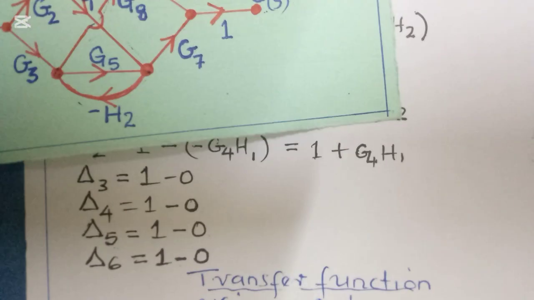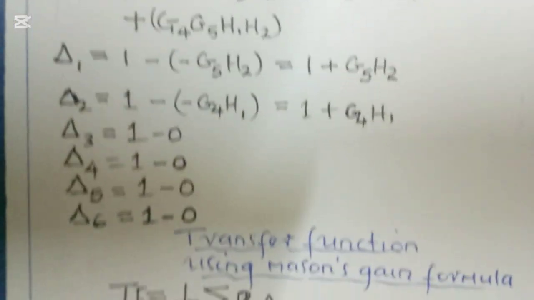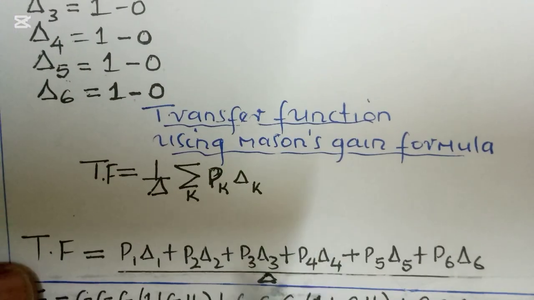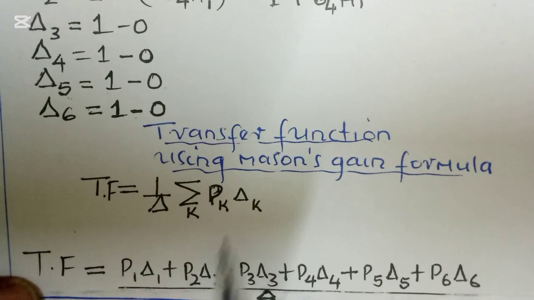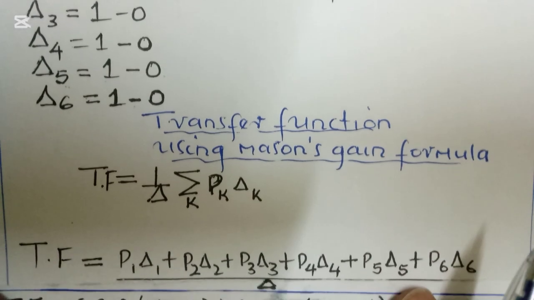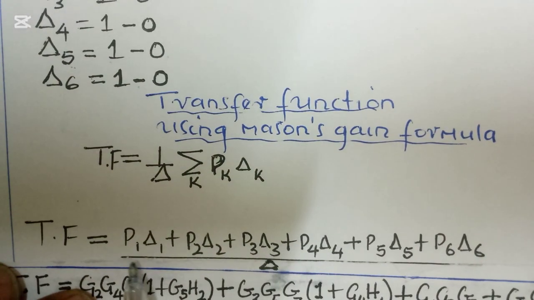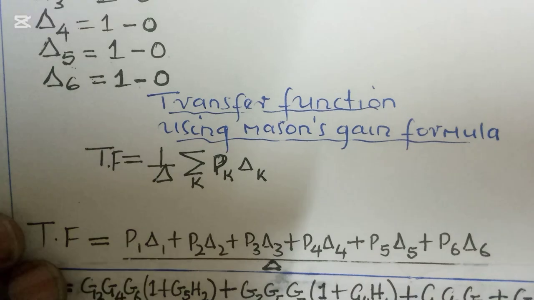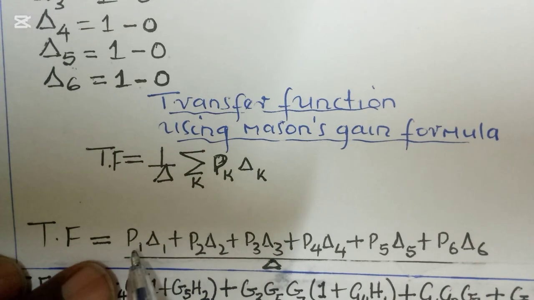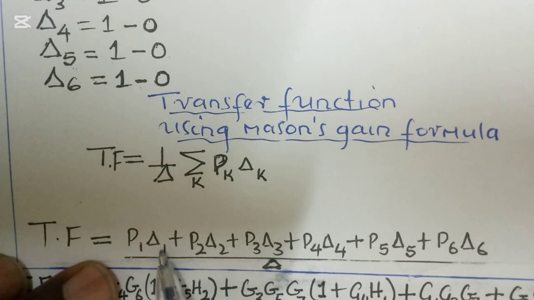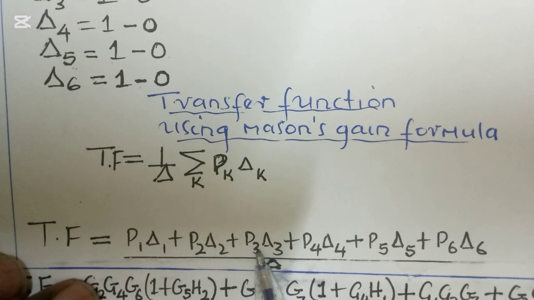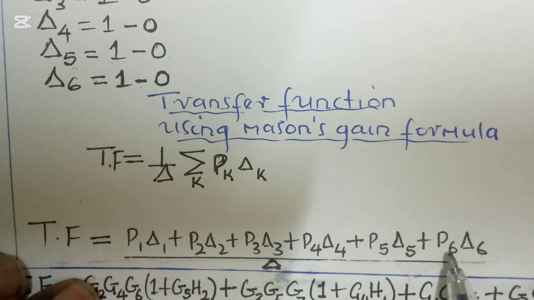Guys, now we come to what we call the Mason gain formula. For the Mason gain formula, we have it right here. And now, guys, we just come and fix our figures. Of course, because we have path 1 up to path number 6, this is the formula we are going to use. And so, guys, from there, we just come and fix our P1 and delta 1, P2, delta 2, P3, delta 3, like that up to P6 delta 6, all over the delta.